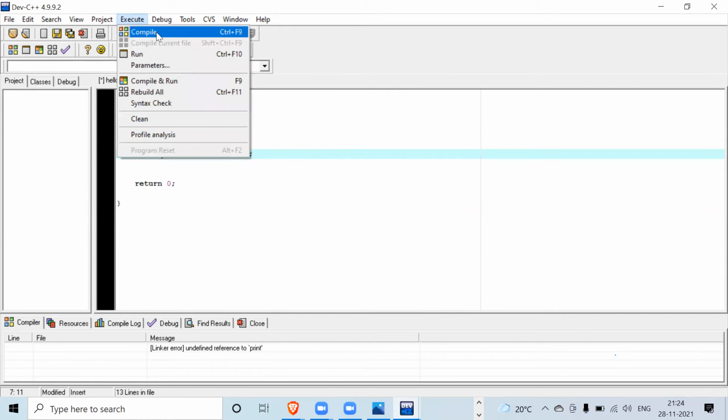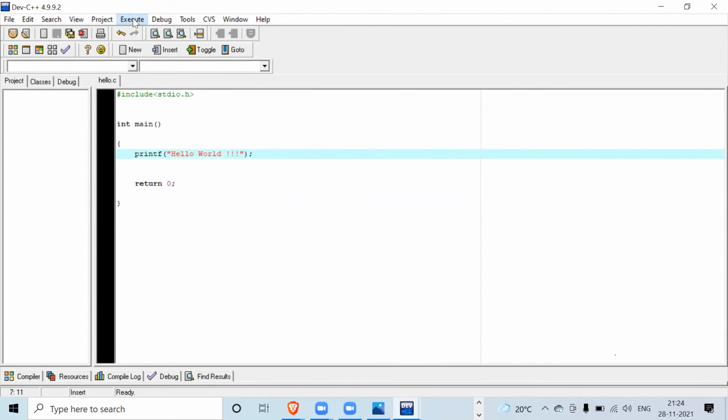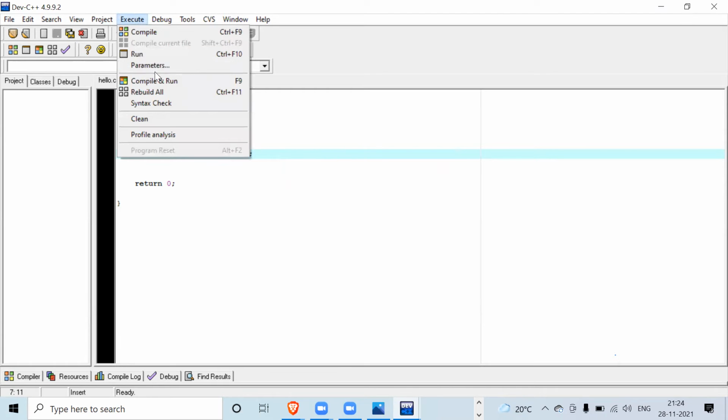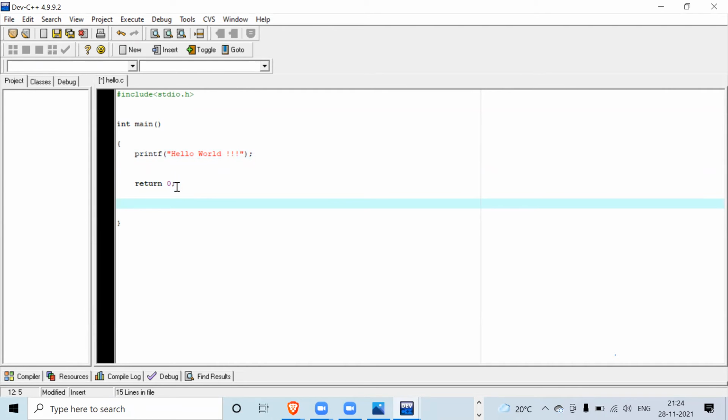So first, to check for errors, we click on compile. It compiles our program. There is no error. It will say done, 0 errors. Next thing we want to do is run our program, compile and run. But see, you did not see the output. The output came, but it came and went so fast you did not see it. So we will use getch here.